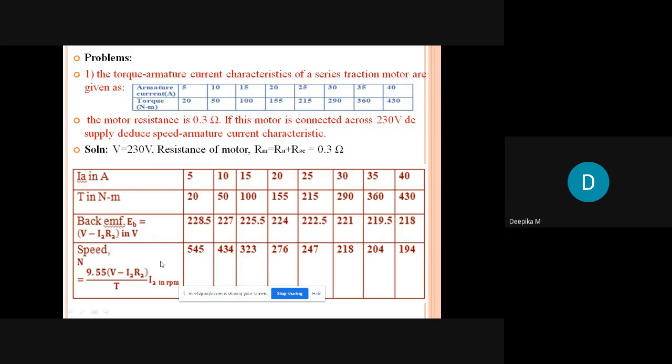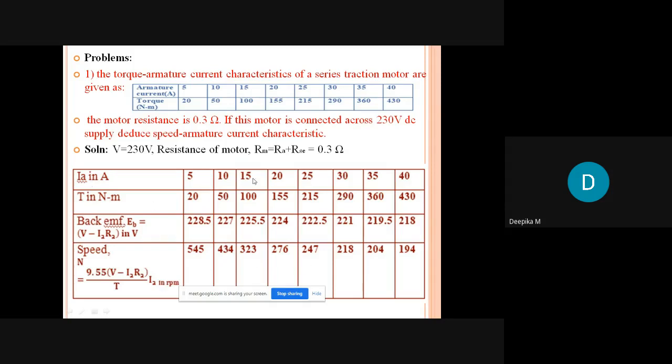Next, coming to the speed formula, we have already calculated V minus IA RA, and torque and IA we also have. Now let us vary the IA and T values only. For the first calculation, substitute IA as 5 ampere and torque as 20 Newton meter. If you substitute, you'll get the value 545. In the same way, for the next set of readings, substitute IA as 10 ampere and T as 50 Newton meter. In this way, you'll get the value 434. Like this, keep on substituting the values.